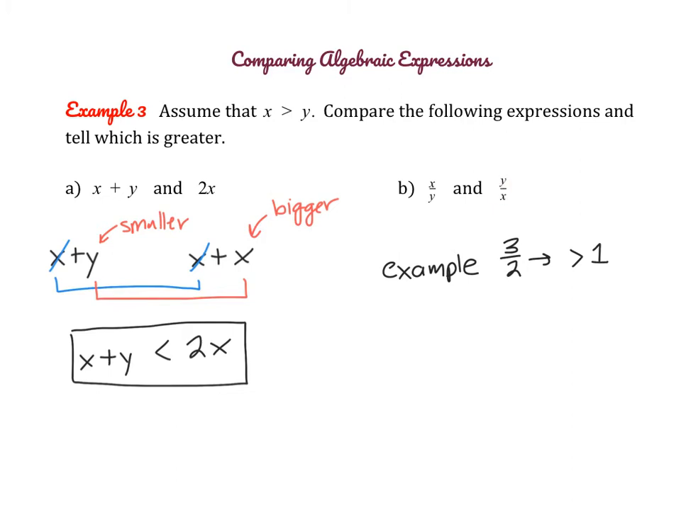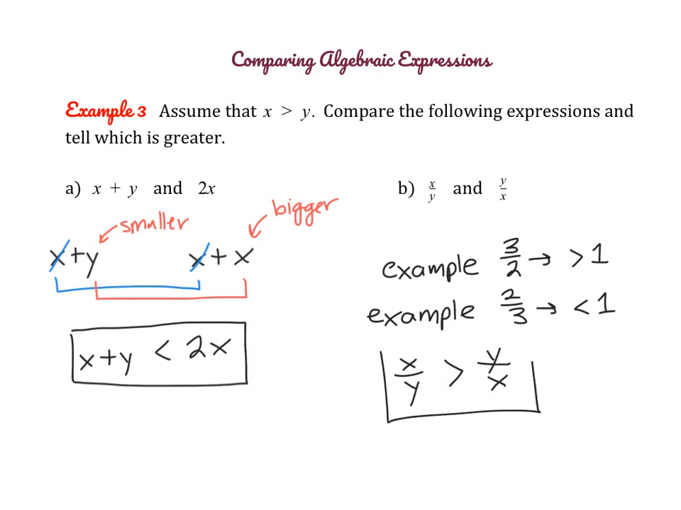Now let's look at this next one. In the second fraction, we have a numerator that is smaller than the denominator. So let's look at a real example of this. What if we did 2 over 3? Anytime the numerator is smaller than the denominator, we're going to have a number that is less than 1. So although we don't know what x and y are, we know that whenever the numerator is bigger than the denominator, it should always be bigger than when the numerator is smaller than the denominator.